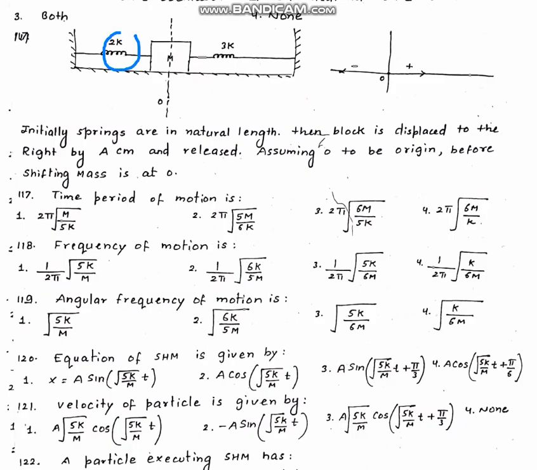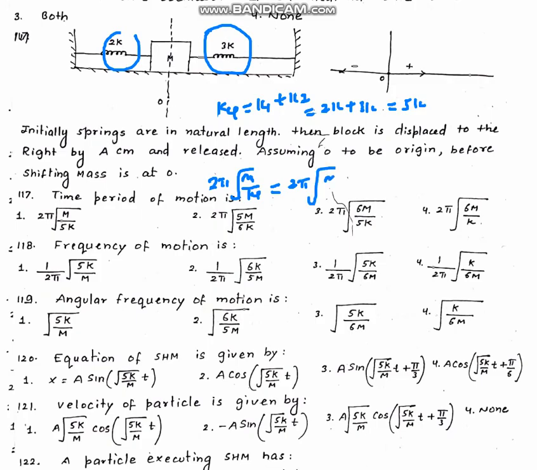So you can see these two springs are in parallel because the magnitude of elongation is the same in both, and we know that when springs are in parallel, their equivalent spring constant is k1 plus k2, so that will be 2k plus 3k, equal to 5k. Now we have to find the time period of motion, so it is 2π root m by k equivalent, which is 2π root m by 5k. So first is correct.